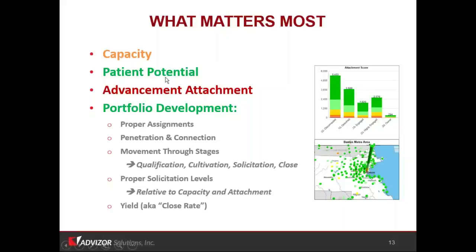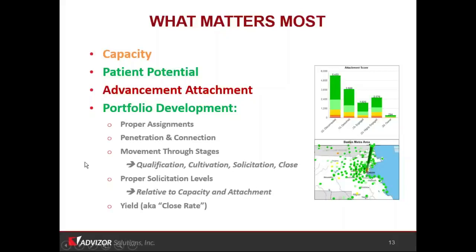This concept of patient potential, so you can find the people who have had experiences in the actual provider that are more likely to create a bond, more likely to create the propensity to give. Advancement attachment, where you want to move the people through a cultivation pipeline from disconnected to highly engaged owners, and that's a combination of giving smaller amounts, getting them started, coming to events, clicking on the newsletter.